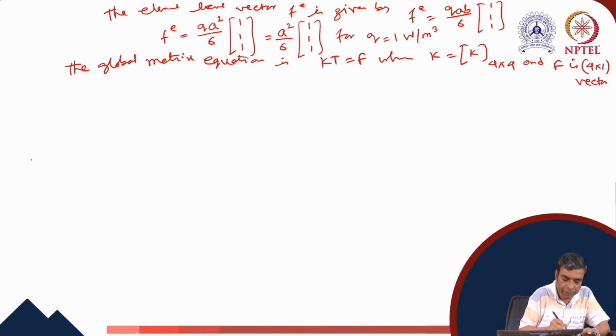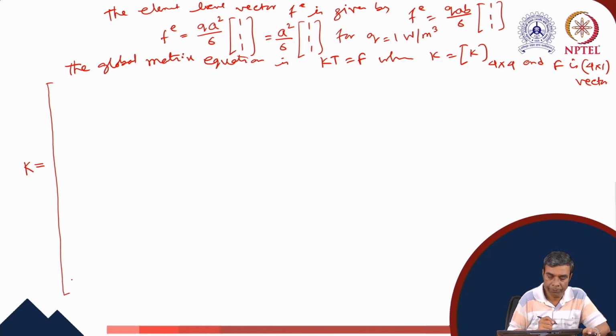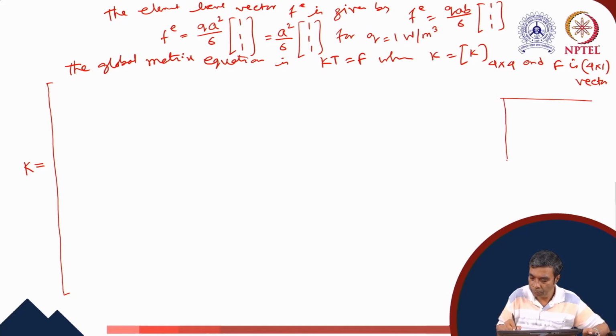So we can generate K here. This will be a 4 by 4 matrix. K equals K11. So this K11, if we look into the mesh, we can generate. So let us make the mesh once more.